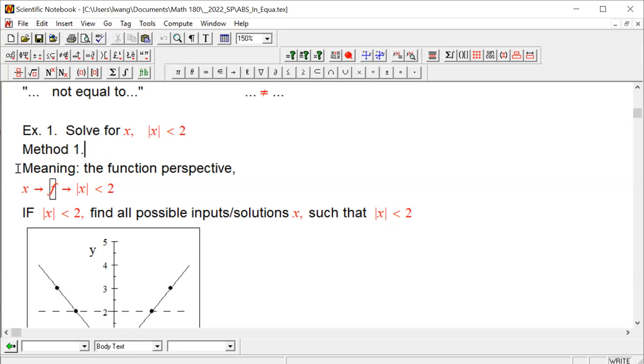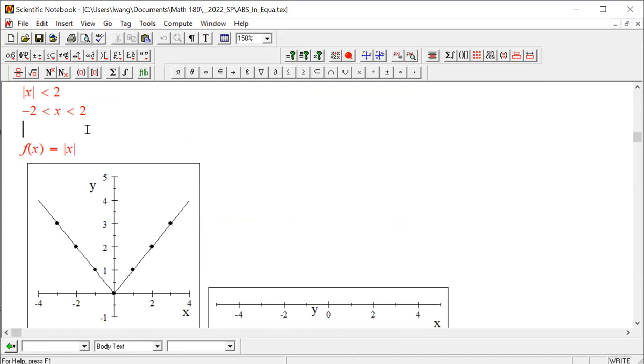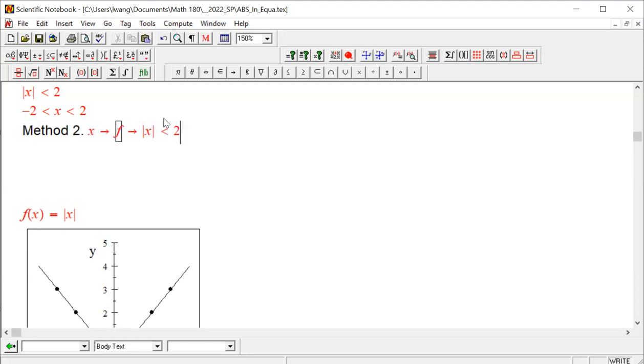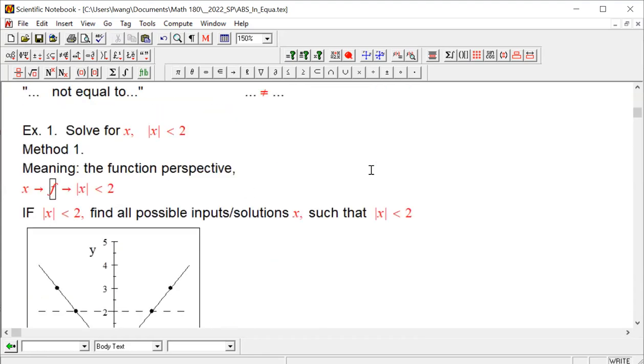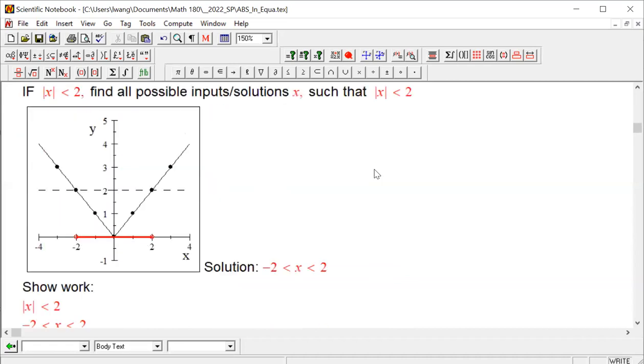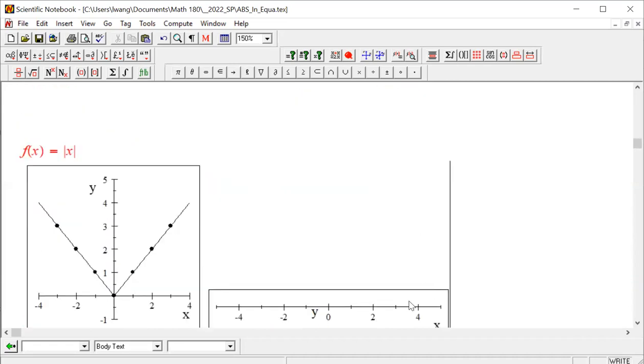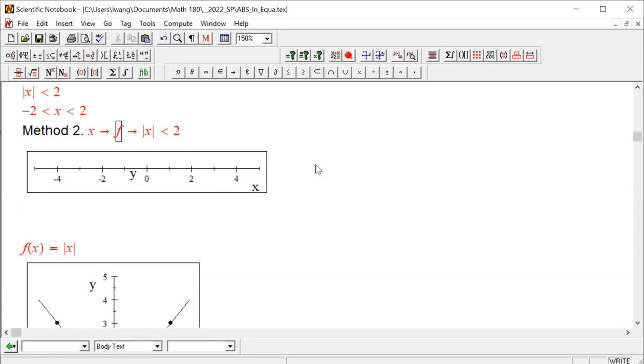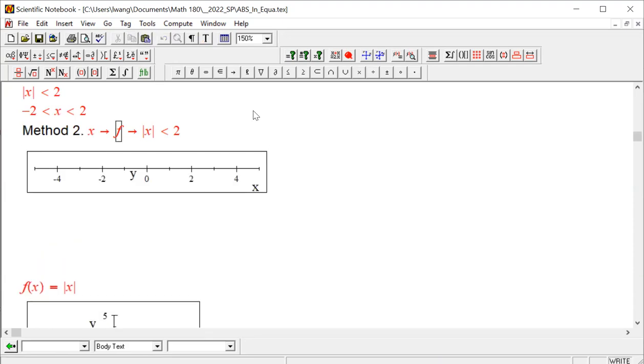And the next perspective, which is another method, method 2, solving the same inequality, is that we go by definition. I bring a picture here. Just look at the number line. We're not doing function.